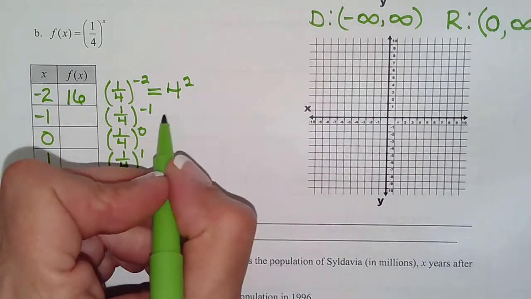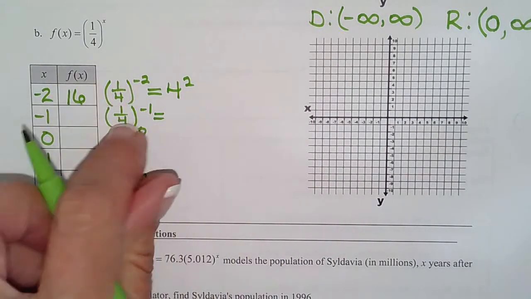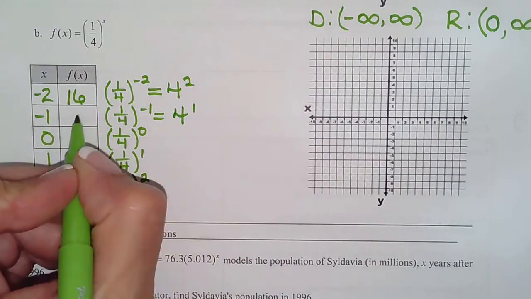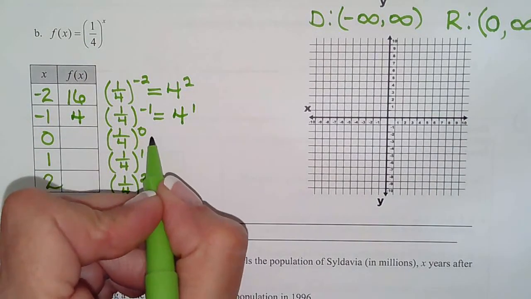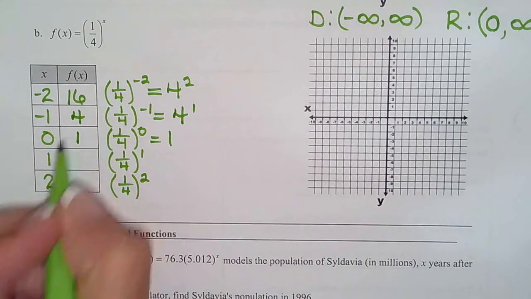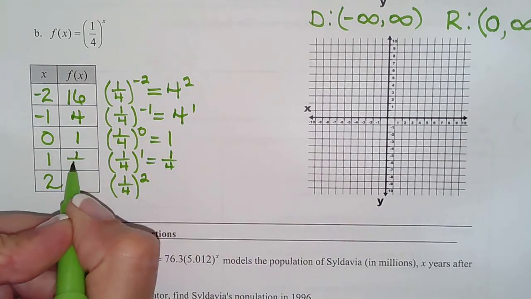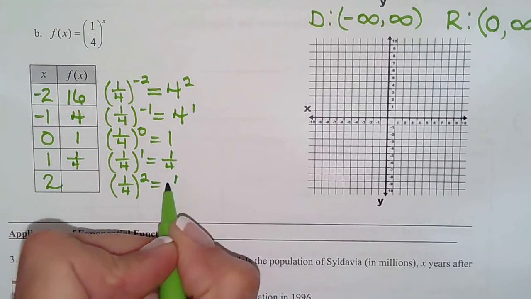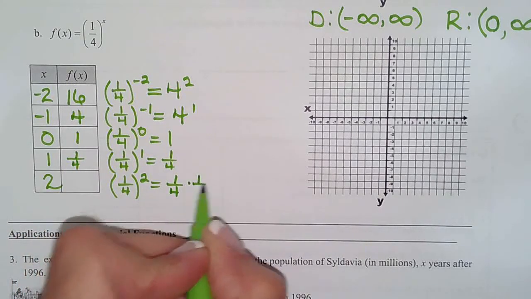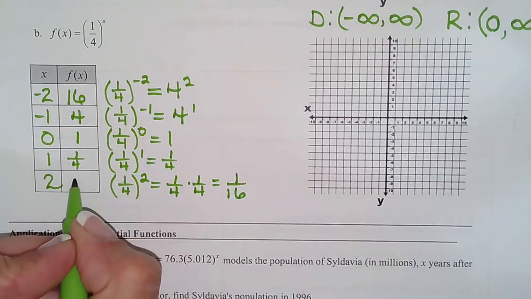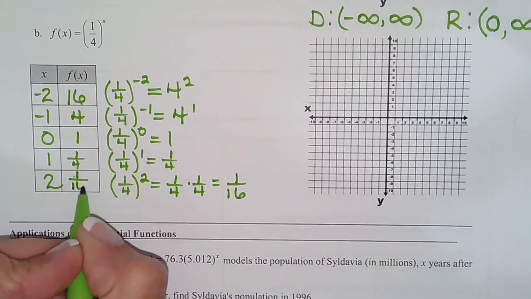And 1/4 to the -1, to make the exponent positive, we reciprocate the base, so that's just 4 to the first, 4. Anything to the 0th is 1. Anything to the first is itself. And 1/4 times 1/4 would be 1/16. 1 times 1 is 1. 4 times 4 is 16, which is a teeny tiny little number.